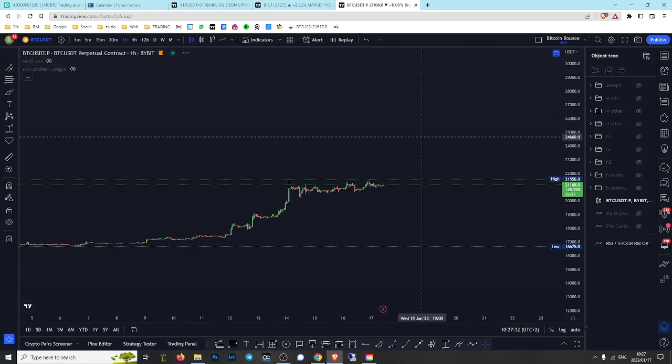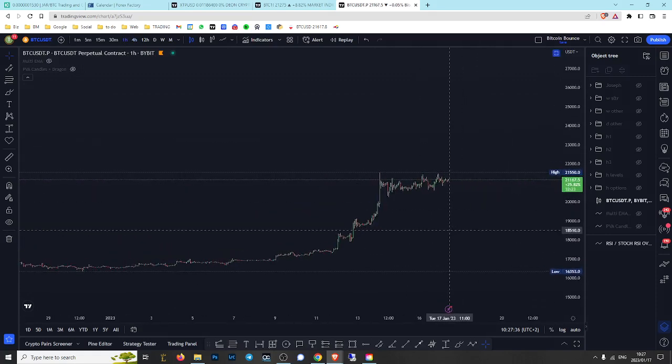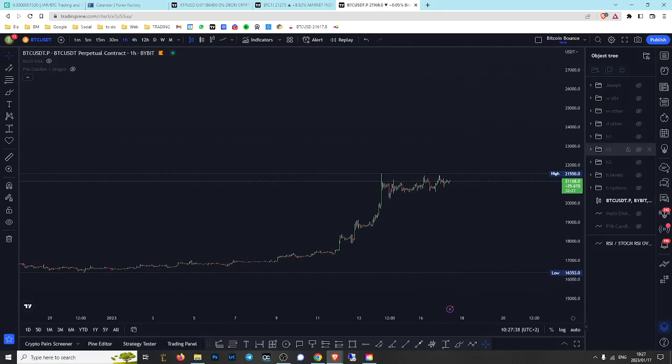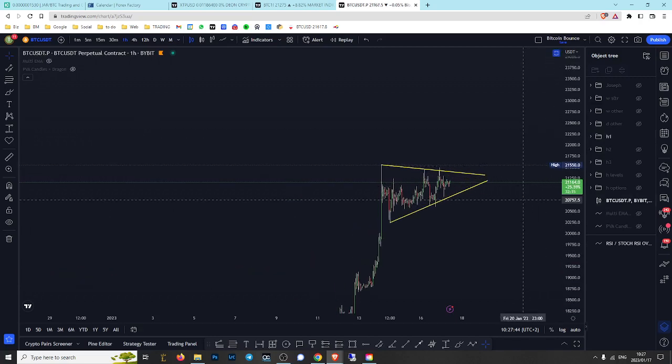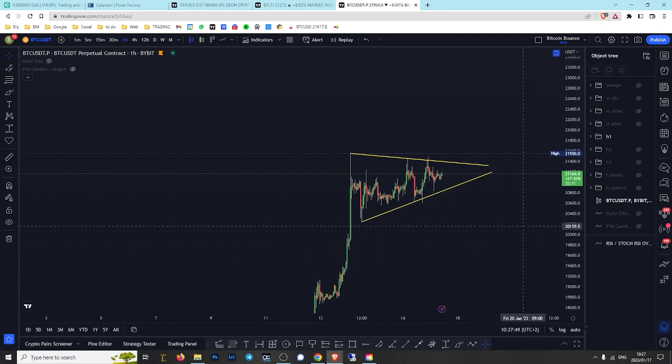On the 1 hour, that's where I try to find all my levels and trades. On the 1 hour I saw quite a bit. If we turn on, yeah, this is one pattern that I saw. This is just a symmetrical triangle that could be. It still looks good at the moment. So that's one thing I found.